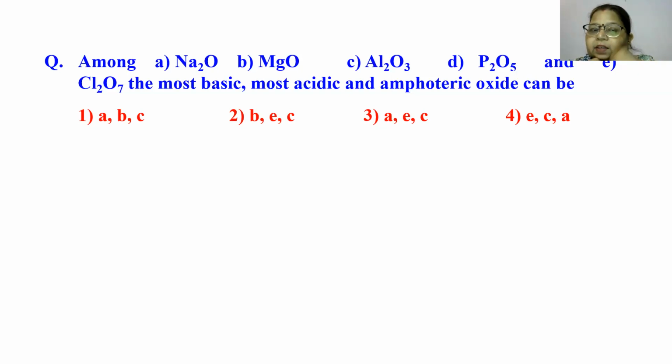For me, nothing can be more basic than sodium oxide. It is group 1. And the most acidic will be Cl2O7 because it is the other end of the periodic table, right? So that means they have asked me for the order most basic, most acidic, and amphoteric. Most basic is Na2O. So A has to be the first alphabet in my answer. It means I have eliminated the choice number 2 and 4.